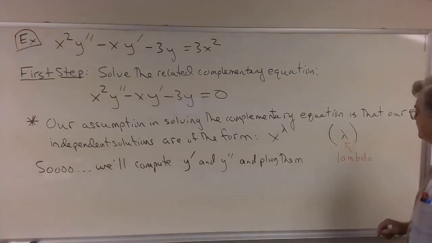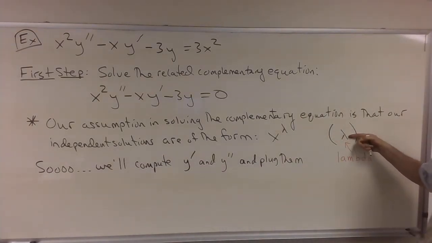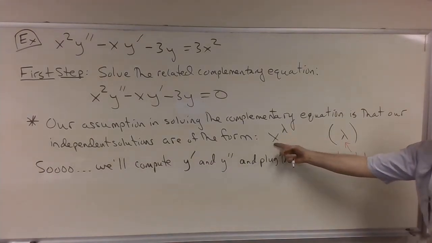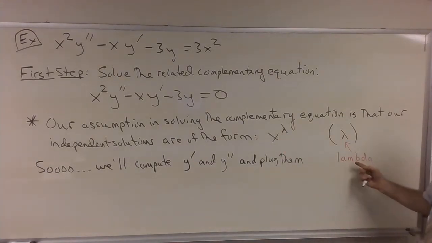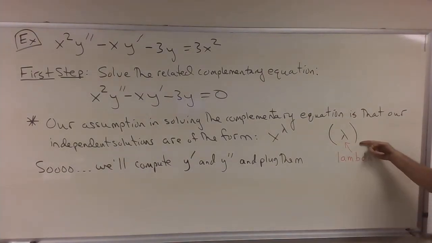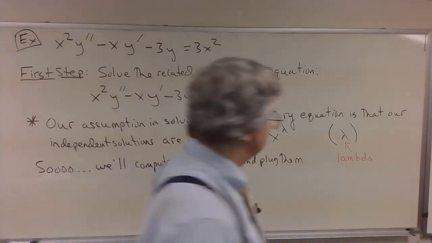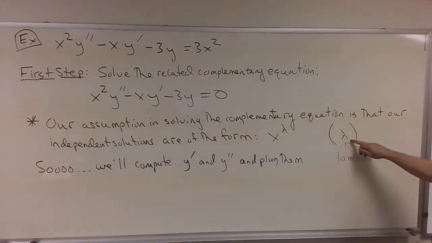Oh, by the way, this Greek letter here is the Greek letter lambda. X to the lambda is our proposed solution. So this thing here is a lambda. Get familiar with it. If we've had linear algebra, then we've probably seen this Greek letter lambda. We've used it to denote our eigenvalues.